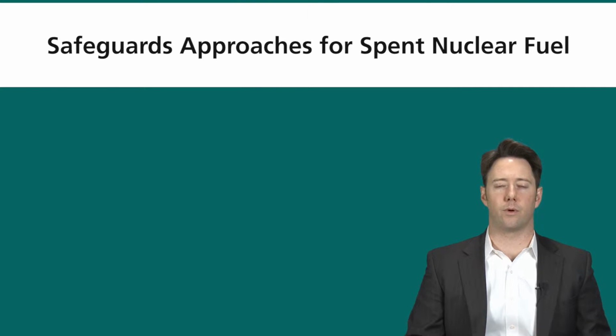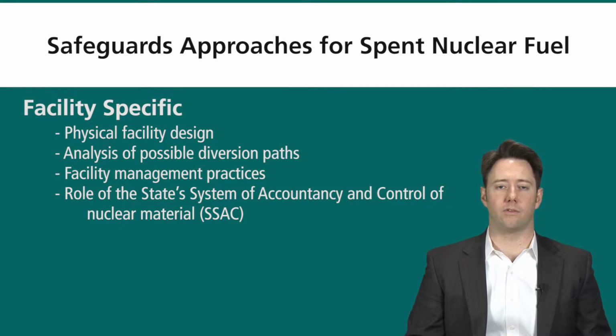In this section, we're going to look at safeguards approaches for spent nuclear fuel. Safeguards approaches in the application of safeguards is facility specific, and that has to do with the physical facility design, analysis of possible diversion pathways, facility management practices and how the operators run things at the specific facility, as well as the role of the State System of Accountancy and Control of Nuclear Materials, or the SSAC.